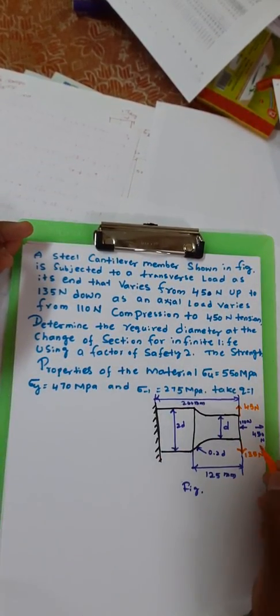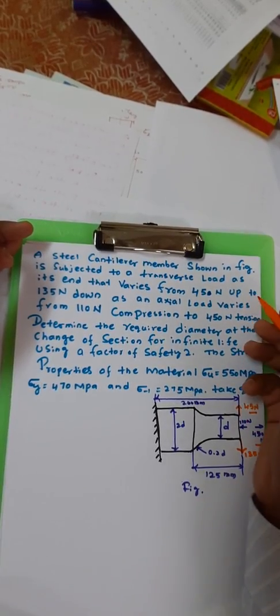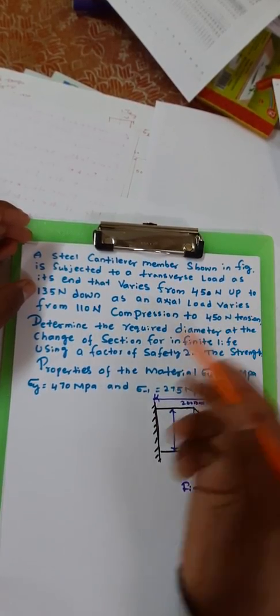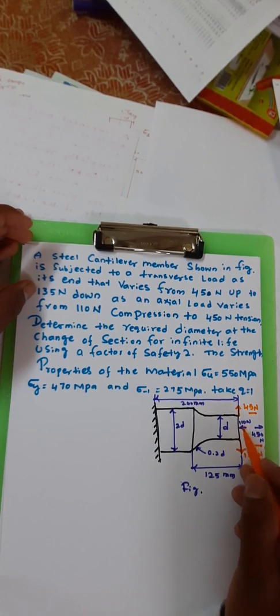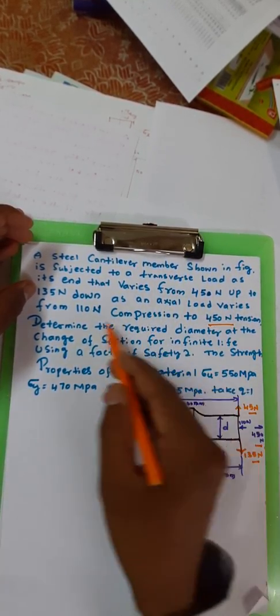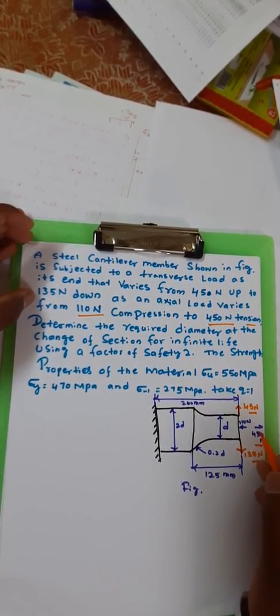varies from 45 newtons upwards to 135 newtons downwards. As an axial load it varies from 110 newton compression, which is acting this side, to 450 newton in tension. You can see this is the 450 newton in tension.